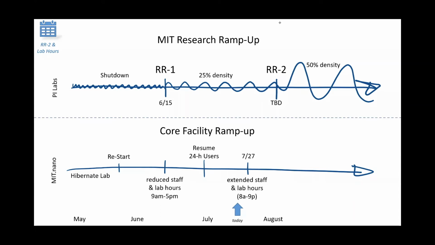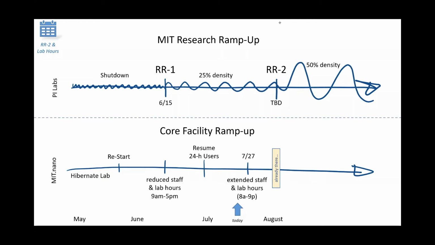That's an independent problem. But what it really means is that by the time RR2 comes around and you're able to go to 50% density in your lab, in your PI's group, we're essentially already able to accommodate extended hours at that point. And that's really what we want to be, right? We don't want to react to RR2 coming around. We want to be able to say, okay, once we get an increased number of people, we know that we can handle that and deal with it.